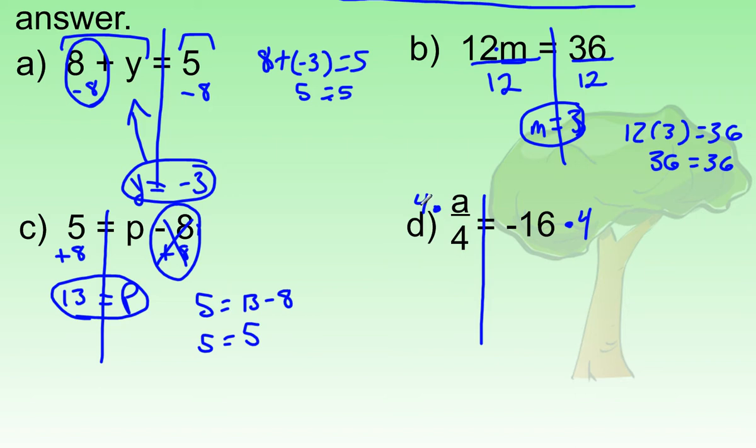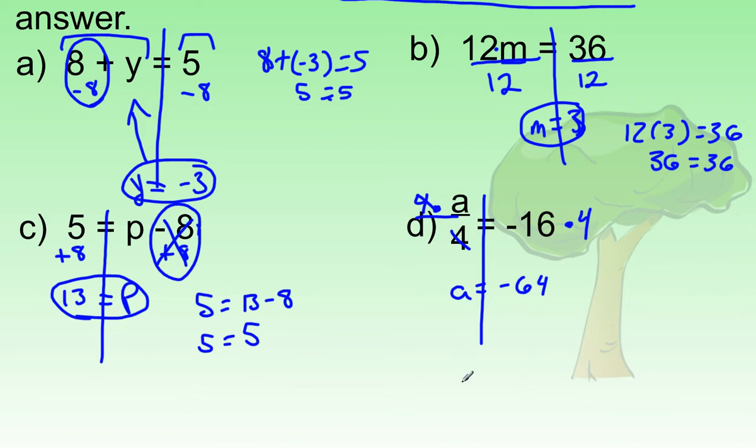These 4s cancel the same way that these 12s canceled. Because I'd have a 4a up top and a 4 down below. So this 4 and this 4 can divide, give me 1a. And that gives me a negative 64. And if you remember, having this extra 1 in front of the variable, it's not needed. It's just there for show. So 1a is the same thing as a equals negative 64.